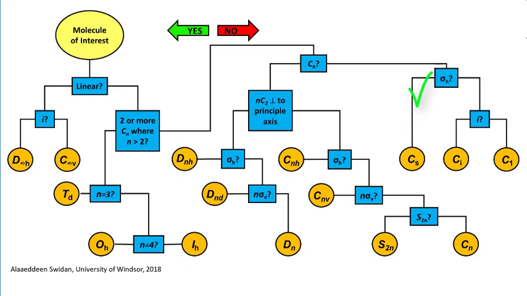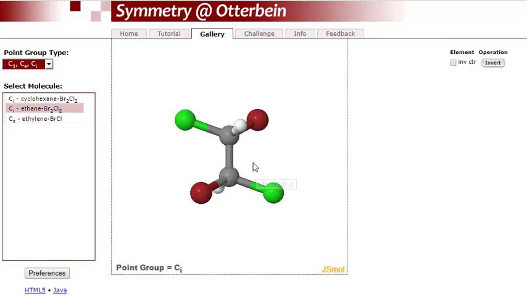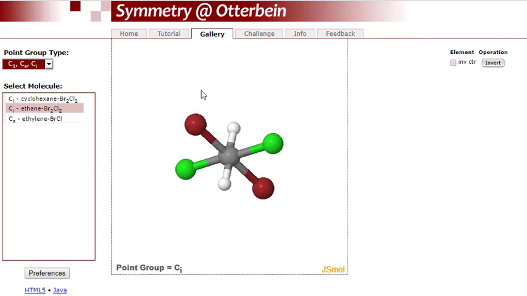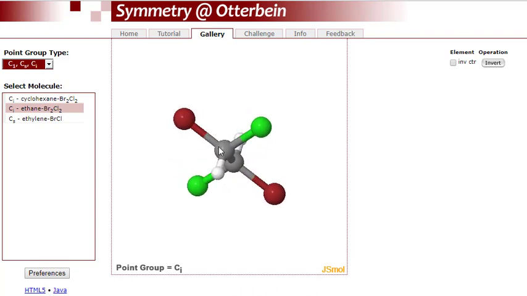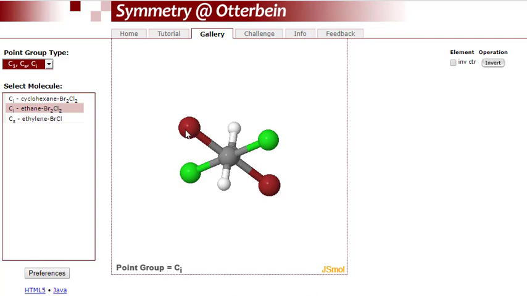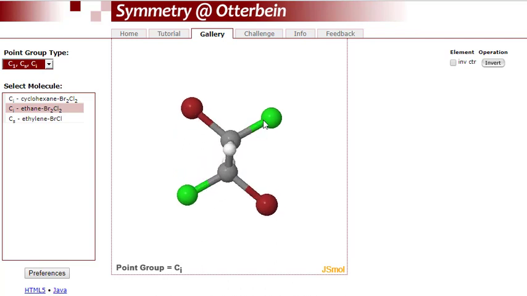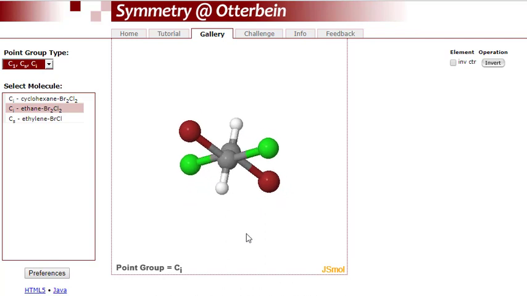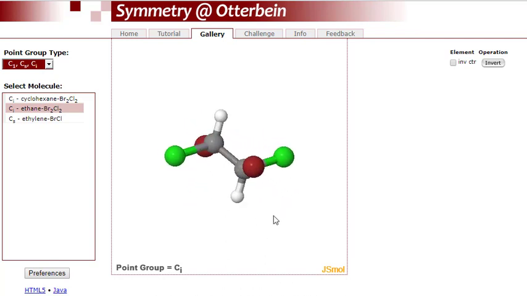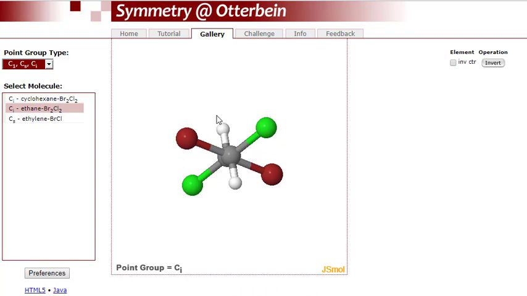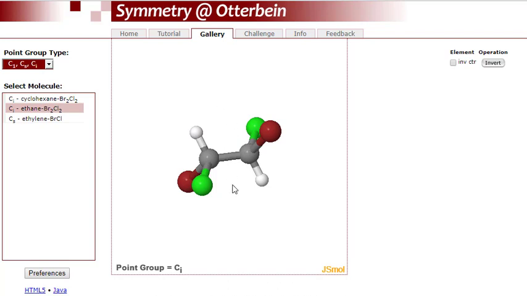Now there are cases where you don't have CN or even sigma H, and an example of that would be this compound here. So in this compound here, we do not have any rotation. If you rotate by 180 degrees, this bromine goes here, but the bromine on the other side is downwards. It's connected to the other carbon. It's not the same. And we do not have any mirror plane. So if we look down through here, you have a bromine across from a chlorine. If you look down here, the hydrogen's on top here, the hydrogen is on the bottom.